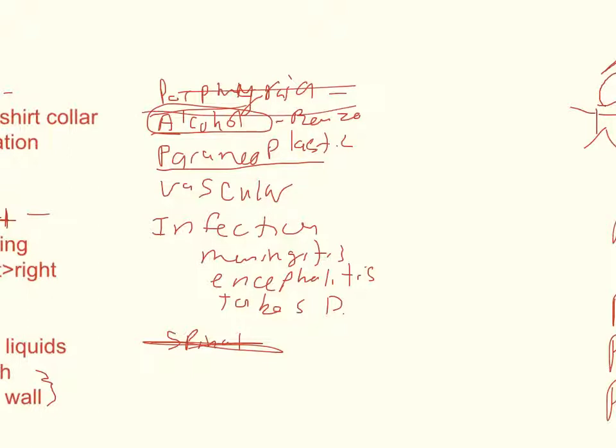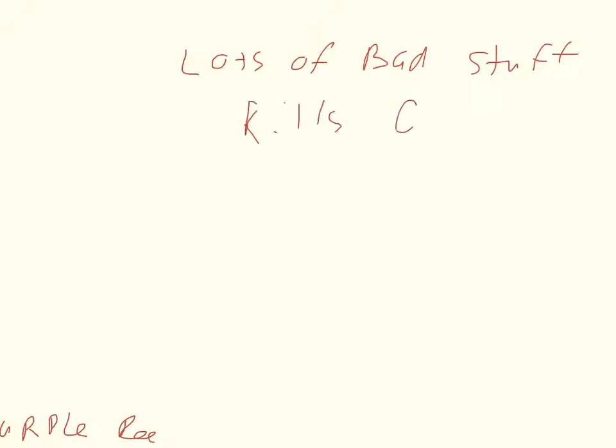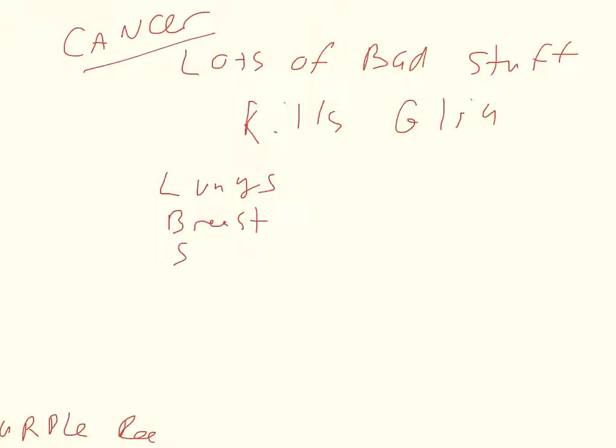Alright, so paraneoplastic syndrome, there's a mnemonic that says lots of bad stuff kills glia. So if you're looking for a central nervous system demyelination type of disease, these are all going to be cancers that cause a paraneoplastic syndrome that will attack the glial cells and cause demyelination. L is lungs, B is breast, S is skin, K is kidney, and G is GI. So just remember, lots of bad stuff kills glia.